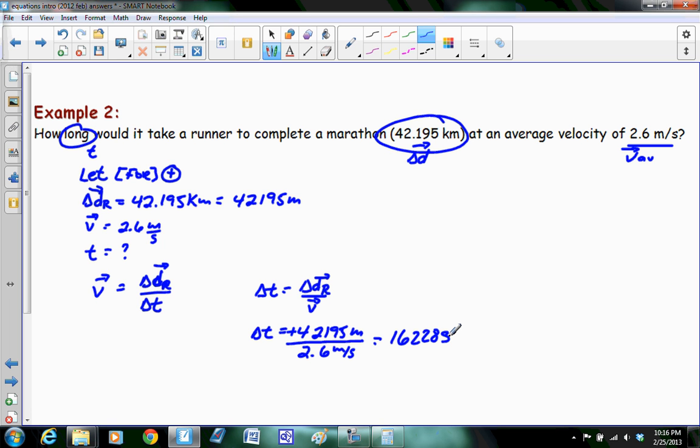So here's what we're going to do. We're going to take a look at the significant digits at the beginning, so we know how many significant digits we need for my final answer. So 1, 2, 3, 4, 5. Here we got 2. My final answer should be 2. So therefore, the runner would require 16,000 seconds to complete the race.